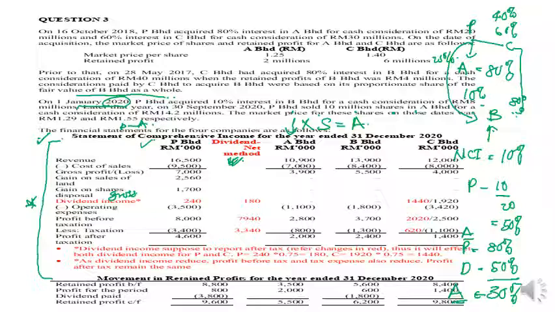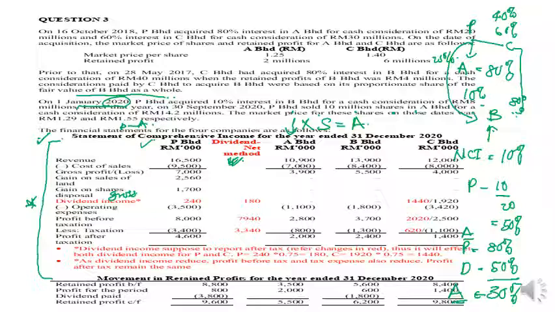Okay, and then it said that later that year, on 30th of September 2020, P sold 10 million shares in A. So we look at here, A. P sold 10 million, and 10 million divided by the number of shares that we have in A here, which is 20 million, means that P sold 50%.